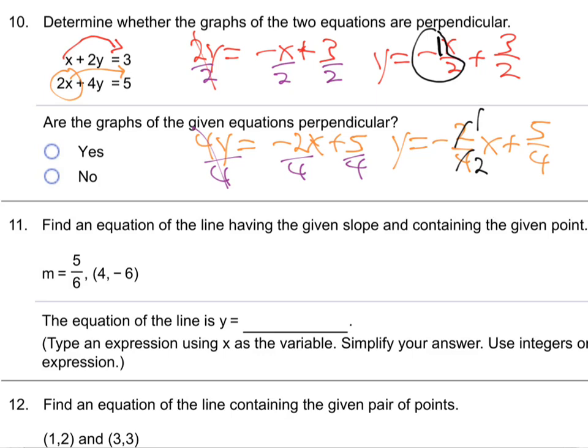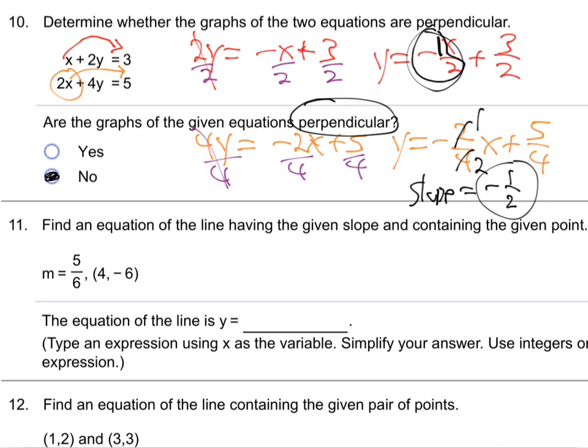So this slope is negative a half. The other one's slope is negative a half. So they have equal slopes, don't they? So are they perpendicular? No, they're parallel. So they're not perpendicular.